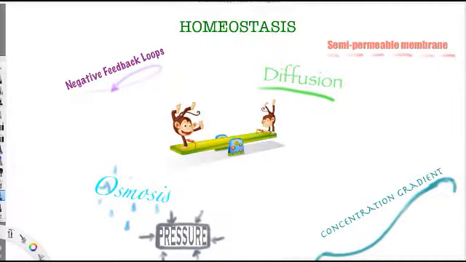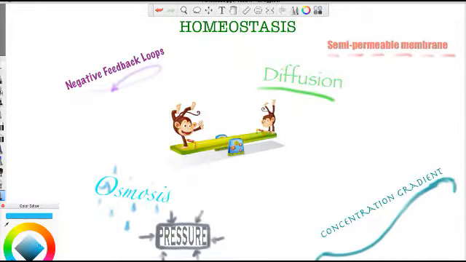Alright, so today we're going to talk about homeostasis, and in homeostasis we utilize a number of processes in the body to achieve balance in the body. Now, when we say homeostasis, what this basically means is a system of balance. Alright, cheesy drawing of the monkeys on the teeter-totter. But I think they raise an interesting point.